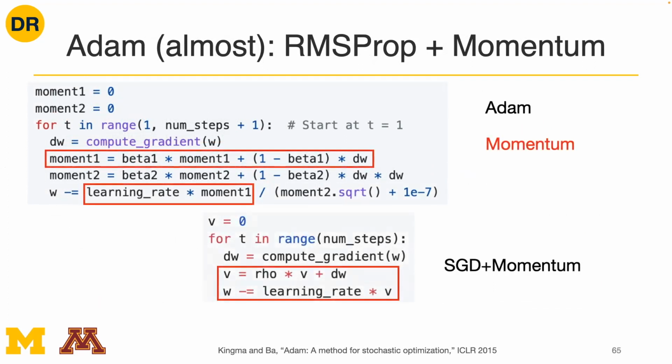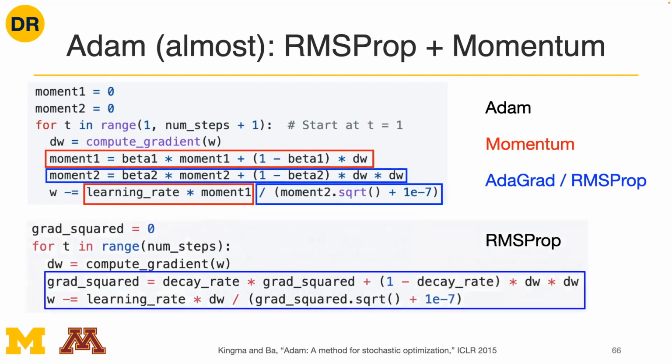So what we do within Adam is we keep track of these two moments, moment 1 and moment 2. Moment 1 is essentially representing the momentum term that we would have had from SGD plus momentum, whereas the moment 2 term is representing the per-parameter scaling of the learning rate that we got from RMSProp and AdaGrad. There are slight differences just in notation, but overall this is just trying to combine those two concepts of momentum and adaptive learning rates per parameter.